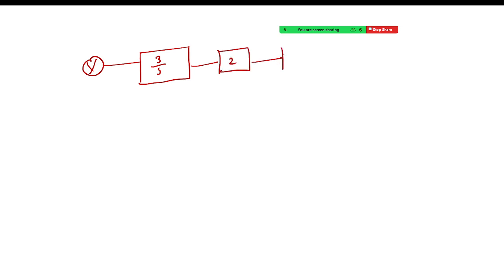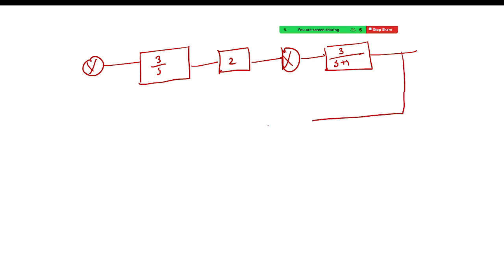So let's say this one is your transfer function over here, and here you can say 3 by s, let's say 2, and this one is this thing, and here you can say 3 by s plus 1, right? And this is a negative feedback control system over here.